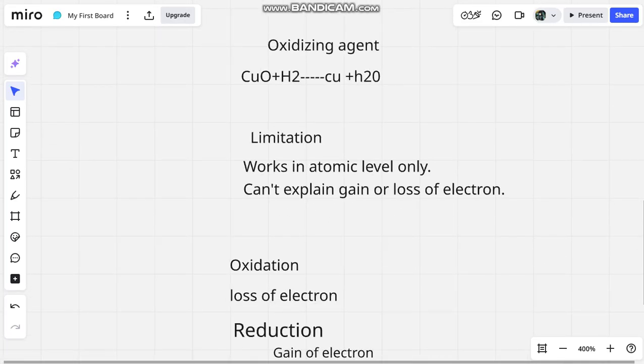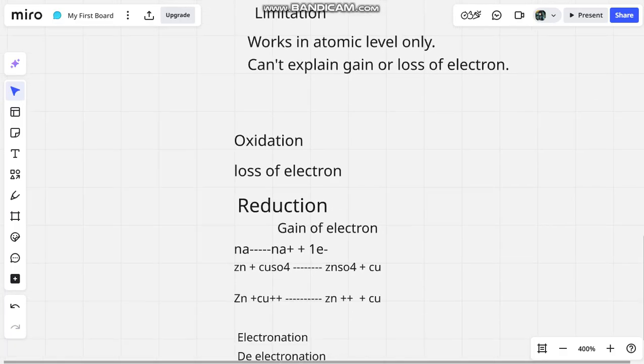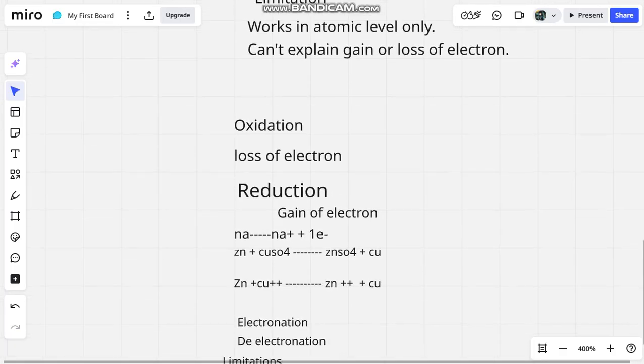It only works in atomic level. It cannot explain gain or loss of electron. So what exactly can explain gain or loss of electron? That, my friends, is the electronic concept of redox reaction. What is the electronic concept of redox reaction, right? Now let me give you guys a definition in terms of electronic concept.